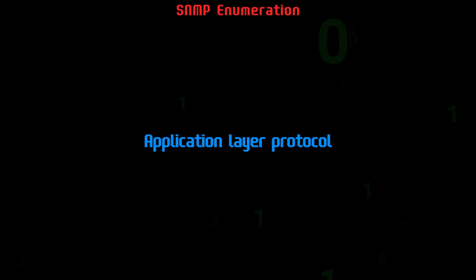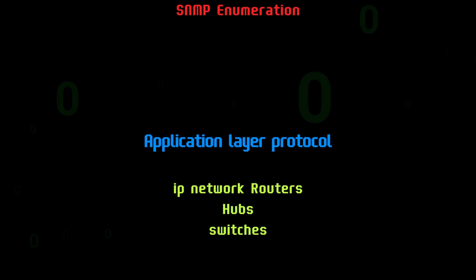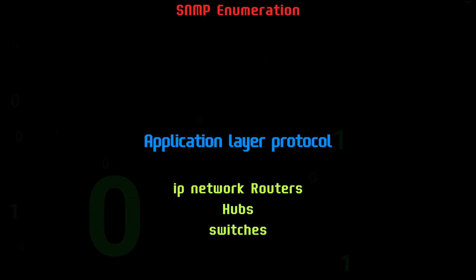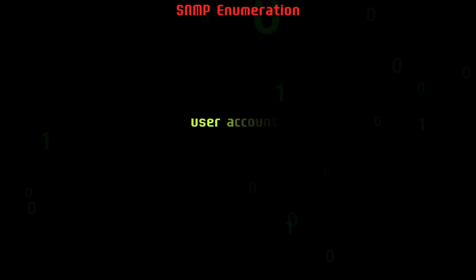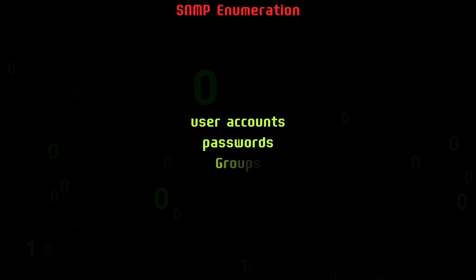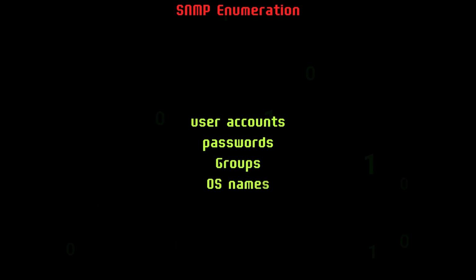Simple Network Management Protocol is an application layer protocol which uses the UDP protocol to maintain and manage IP network routers, hubs, and switches, and other network devices on an IP network. SNMP enumeration is used to enumerate user accounts, passwords, groups, system names, and devices on a target system.